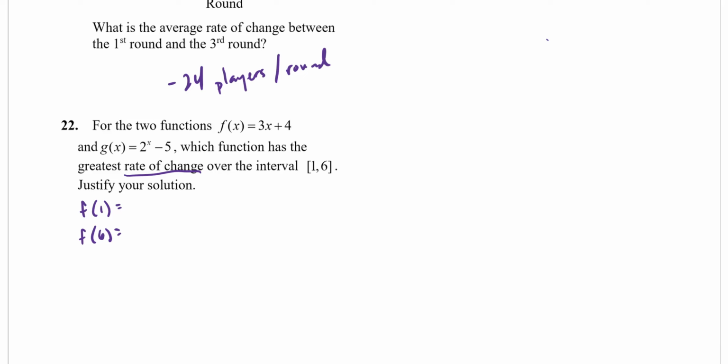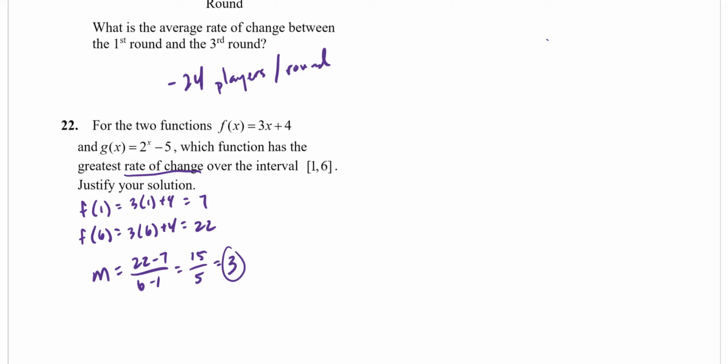If I plug in a 1, that's 3 times 1 plus 4, which is 7. And if I plug in a 6, that's 3 times 6 plus 4, which is 22. So m is 22 minus 7 over 6 take away 1. That's going to be 15 over 5, which is 3. So the average rate of change for f of x is 3.